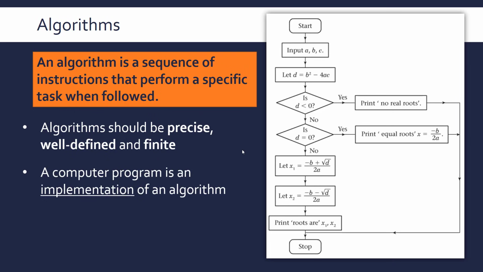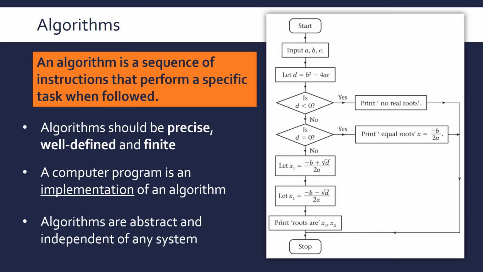So a clear distinction before we move forward is that a computer program is not an algorithm, it's an implementation of an algorithm. Algorithms are very abstract, they're not implementations, they're not related to any particular system. This algorithm isn't designed necessarily for a human or a computer, it's just an algorithm. But you can of course implement this in Java, in Python, or have a human do it if you wrote instructions on how to do this. So algorithms are totally independent of any system.